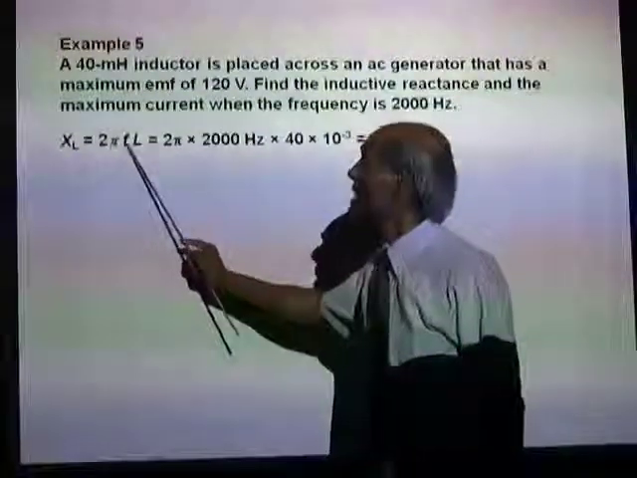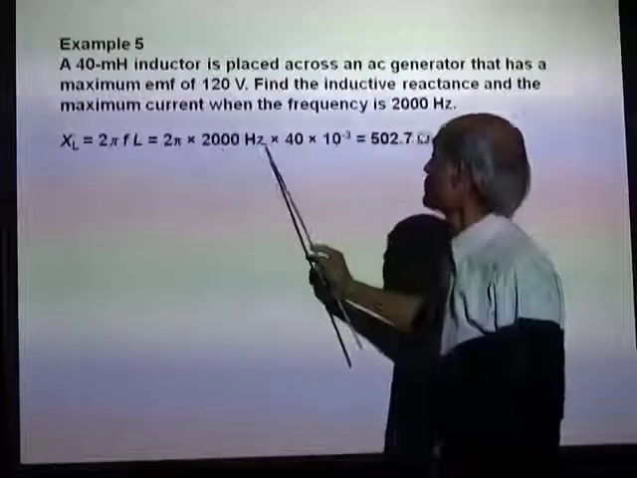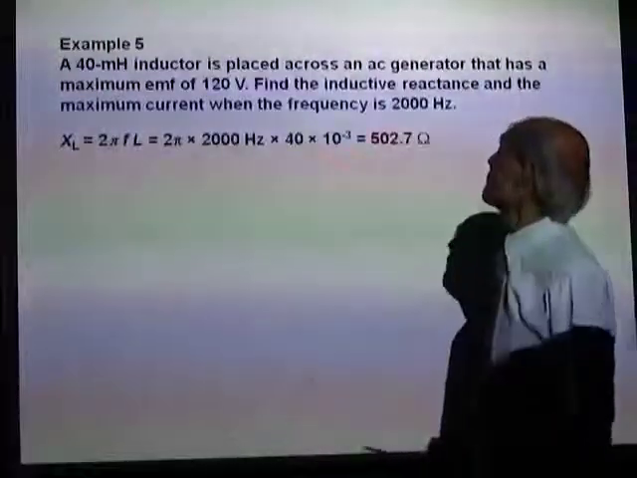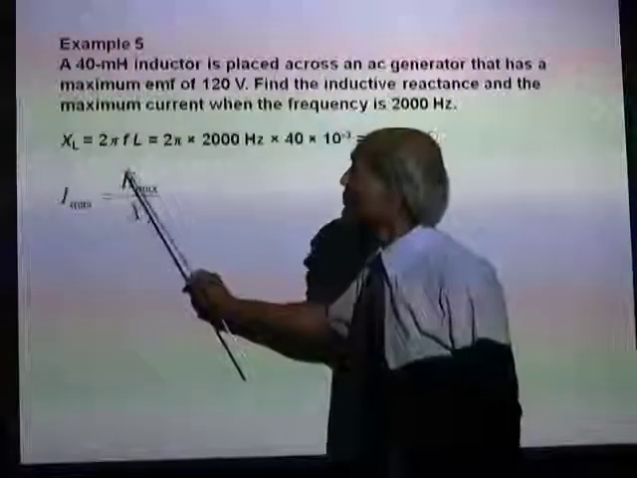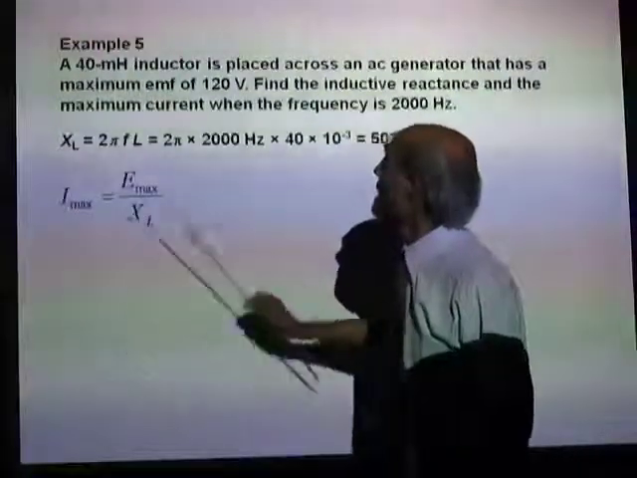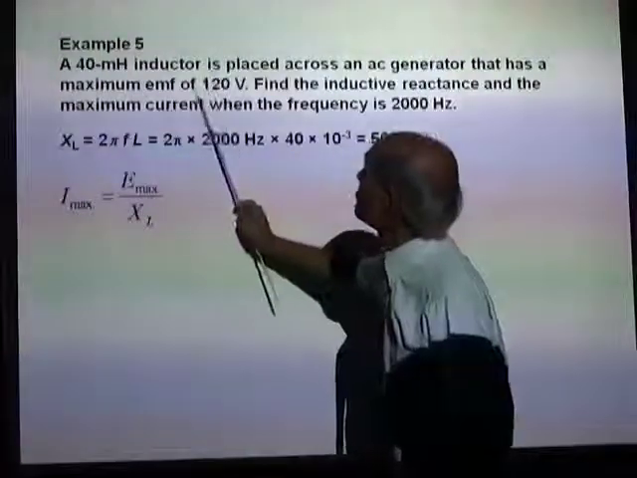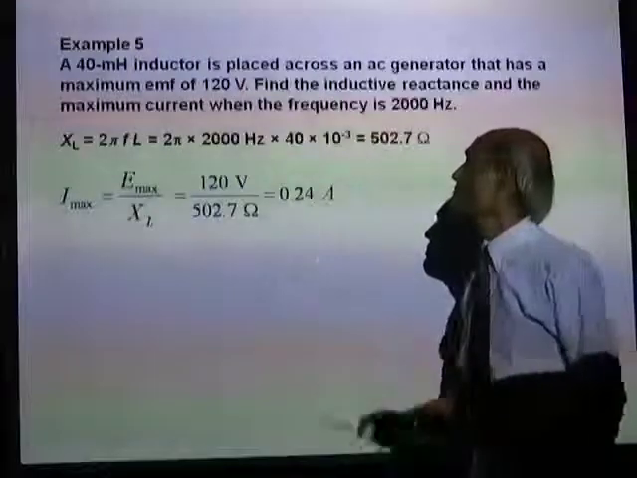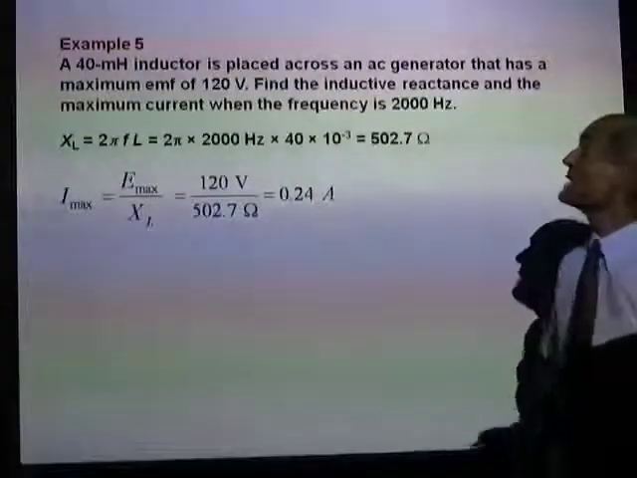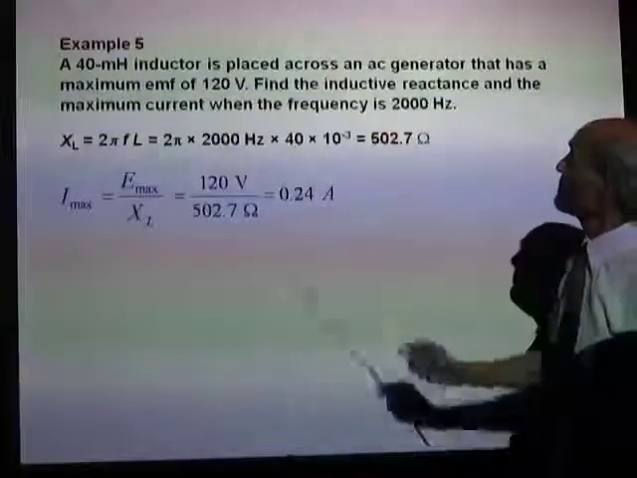XL is 2πFL. We have all those quantities, and that will be 502.70 ohms. Imax is Emax divided by XL. Emax we know, XL we just calculated, and that will be 0.24 ampere is the maximum current. Well, that was a very simple problem.